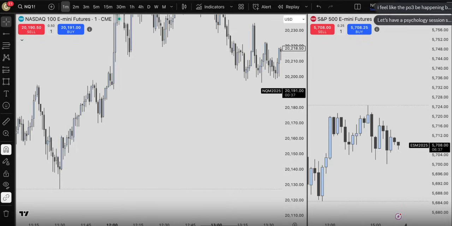Why didn't you take a long from the fair value gap at 9:45? I wait for 10 a.m. to open up. That's the only time I take this trade. I don't trade before 10 a.m. ever. Ever, ever, ever.